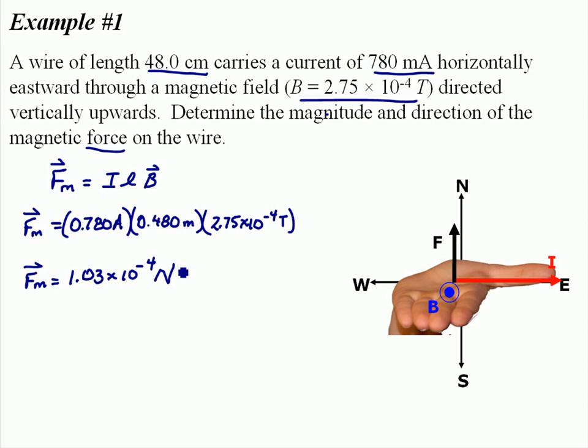That should tell us our force is to the north. Top of your page is another way to think about it. So the plane of your paper is north, east, south, west. Thumb to the east. Upward means coming out of the page. So your fingers are pointing upwards on your left hand.